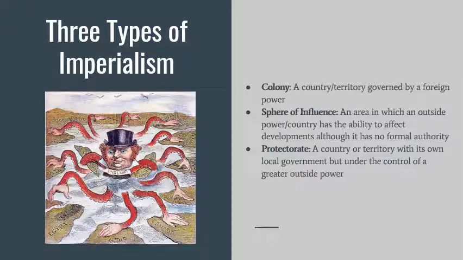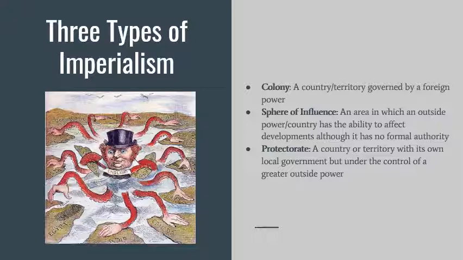So now that you have a basic understanding of the definition of imperialism, I want you to be aware that not all imperialism looks exactly the same. There are 3 major types of imperialism. The first is a colony. That is a country or territory that is governed by a foreign power. Basically, it's an area under the complete control of another country, and settlers from the mother country come to the colony to live.